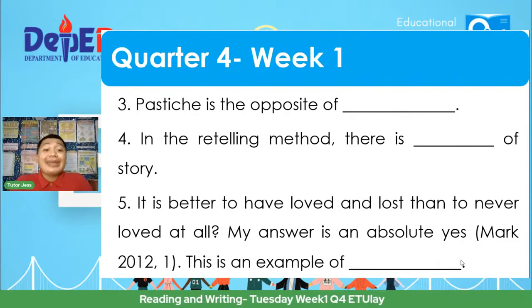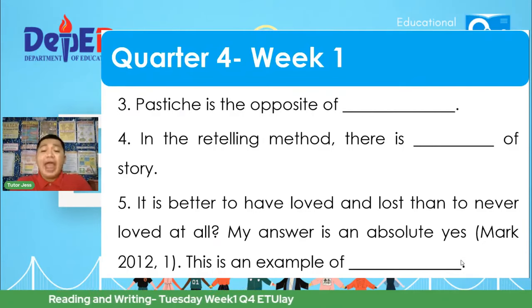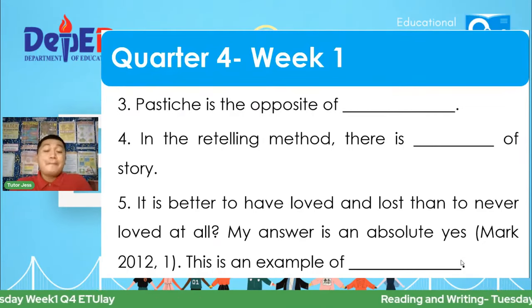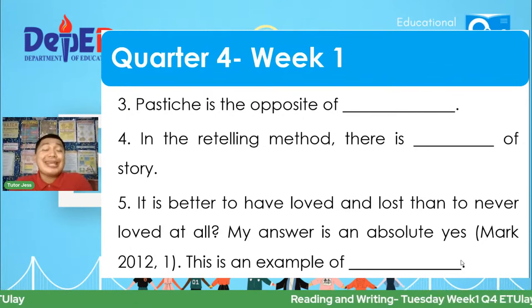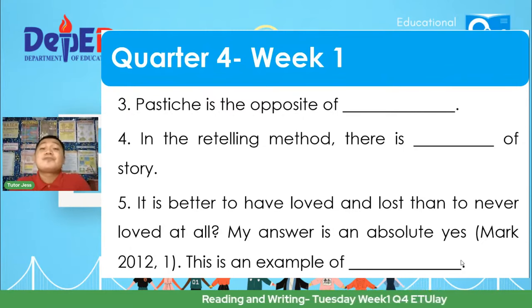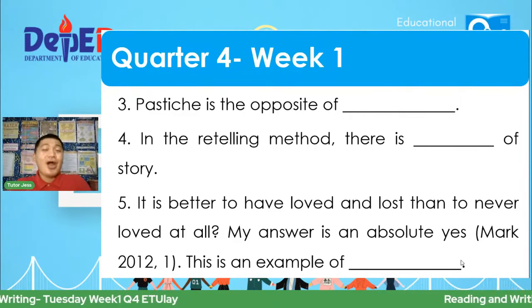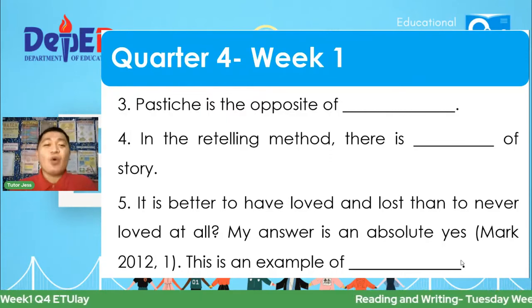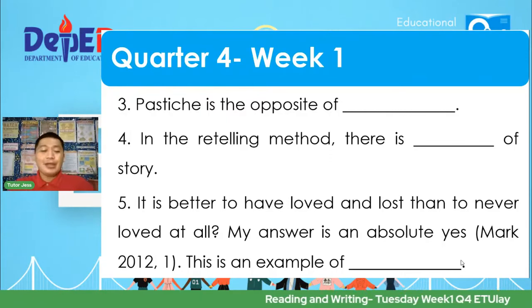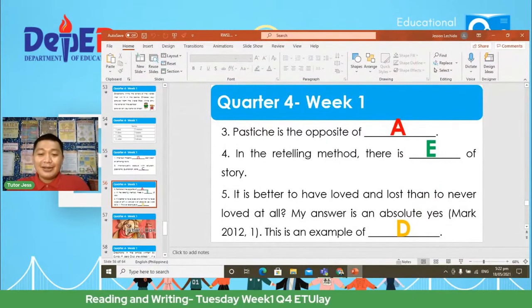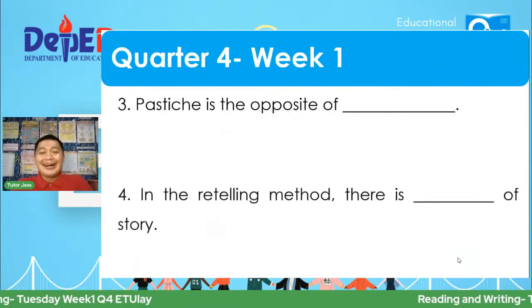Number five, it is better to have loved and lost than to never loved at all. My answer is an absolute yes. That is from Mark 2012, page 1. This is an example of... All right, what is your answer for number 3? Number 3, class, what is your answer? Yes. Okay. So, ayan na. Meron lang sagot. All right.